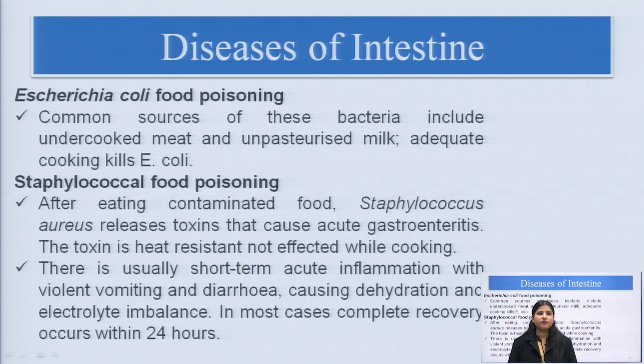There are different types of food poisoning. Yes, it is due to contaminated food and water, like E. coli food poisoning. Yes, if there is uncooked food, that can be associated with E. coli food poisoning. Yes, there is one condition, staphylococcal food poisoning.